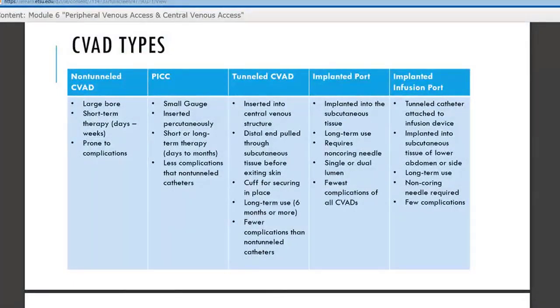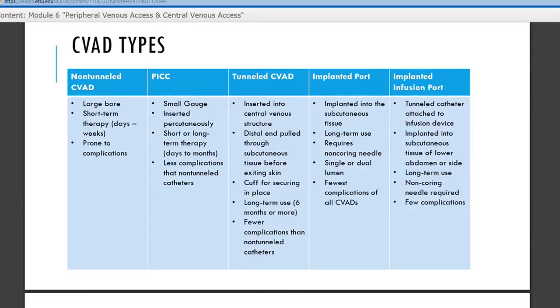You have non-tunneled central venous access devices, and I'll show you pictures of those here in a minute. Those do have a large bore. They're typically for short-term therapy because the non-tunneled does leave them open for a higher risk of infection, and they're prone to complications. Again, if part of the catheter is exposed, then you're going to have a risk for infection.